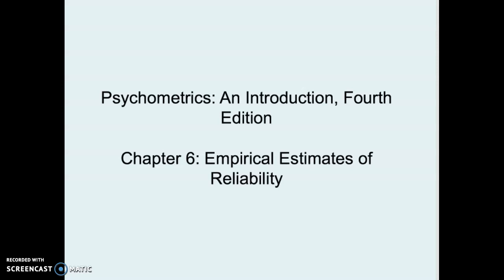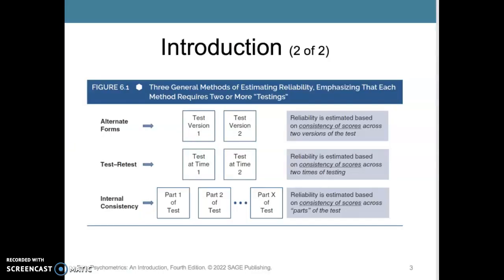Welcome to this video about chapter 6 in Furr's psychometric book, and we're talking more about empirical estimates of reliability. Now, when you look at different ways of estimating reliability, there are three essential differences. One is you have two tests, as an example, and you have different versions of the test. Now the reliability is an estimate of the consistency of scores across two versions of the test.